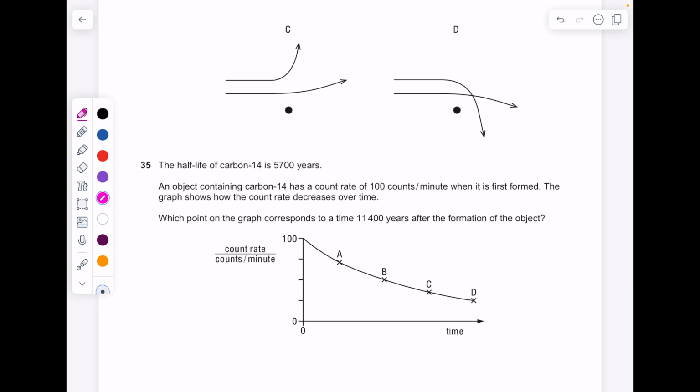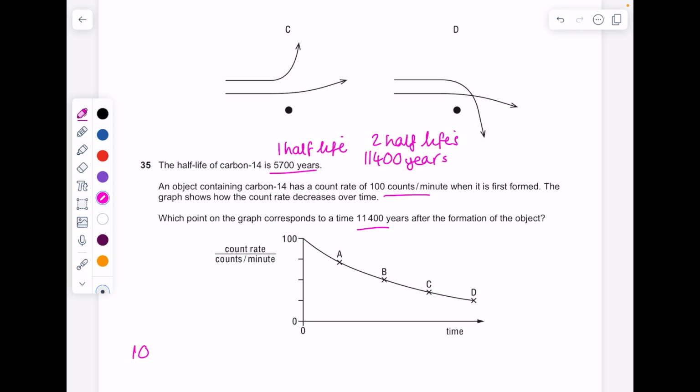The half-life of carbon-14 is 5,700 years. An object containing carbon-14 has a count rate of 100 counts per minute when it's first formed. The graph shows how the count rate decreases over time. Which point on the graph corresponds to a time 11,400 years after the formation of the object? So first of all, work out how many half-lives have taken place. After 5,700 years, that's 1 half-life. And then after 11,400 years, that's 2 half-lives.